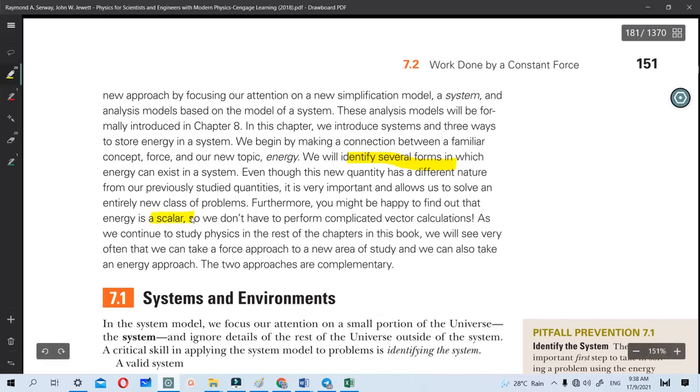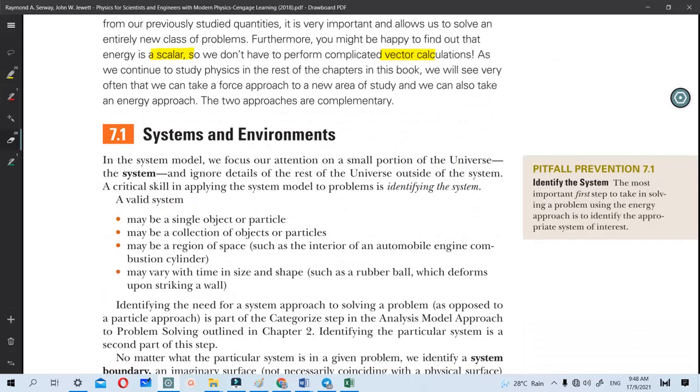And remember, I did mention earlier that energy is a scalar, so it's just a number. So alhamdulillah, no complicated vector calculations. Now, before we start talking about energy onwards, we are going to start with one technique on how to calculate how energy is being used or converted, and that is what we call work.